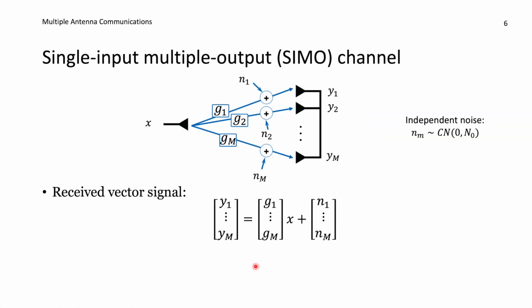So say that we equip the receiver with multiple antennas, and then we have antenna 1 here, 2, 3, and so on down to M. So M is the total number of antennas.